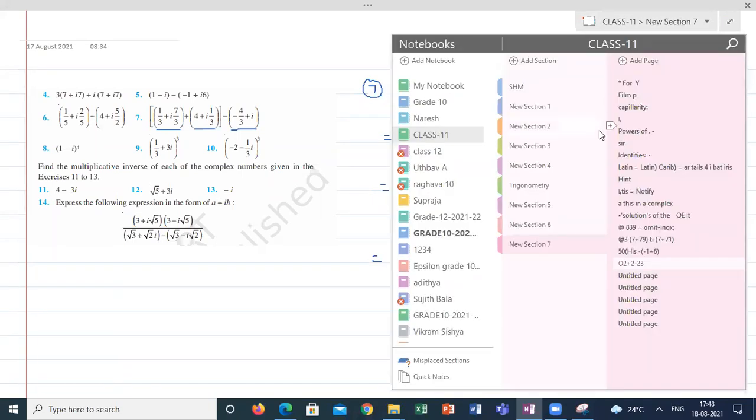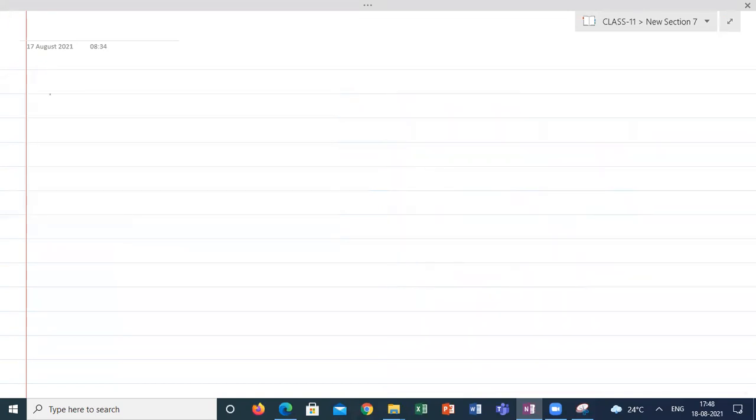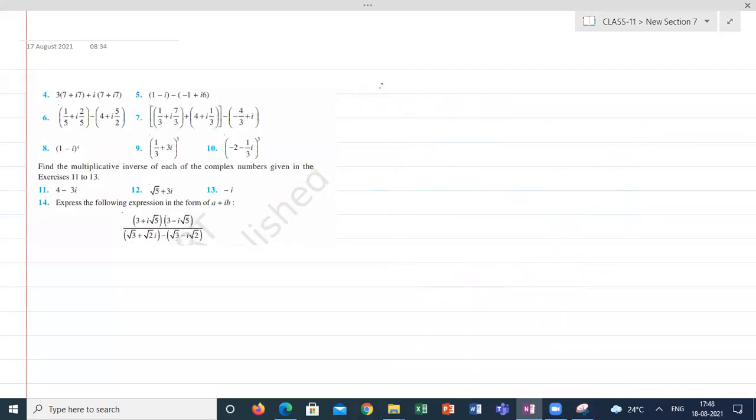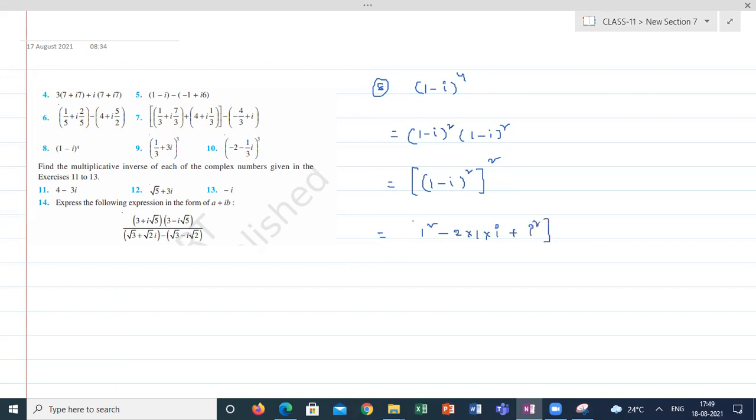So who is going to do the 8th one? Using your algebraic identities in a simplest manner, how to do the 8th one? Sir, we can write it in the form of a minus b whole square and then do it. 1 minus i whole power 4. I can write 1 minus i whole square into 1 minus i whole square. Correct? Yes, sir. Or 1 minus i whole square, again whole square. 1 minus i whole square is how much? 1 square minus 2 into 1 into i plus i square. This will be 1 minus 2i, i square is minus 1.